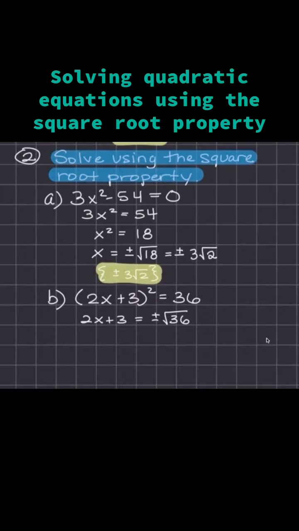So square root of 36 is 6. So we have 2x plus 3 is plus or minus 6. We are going to subtract 3. So it looks like that, and then divide by 2. So x is going to be plus or minus 6 minus 3 over 2.